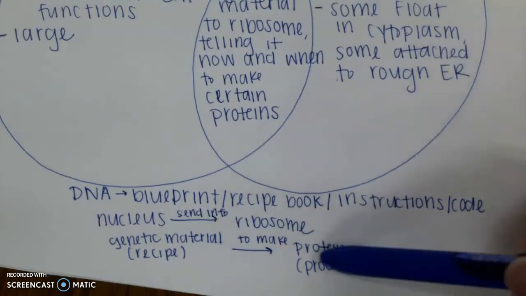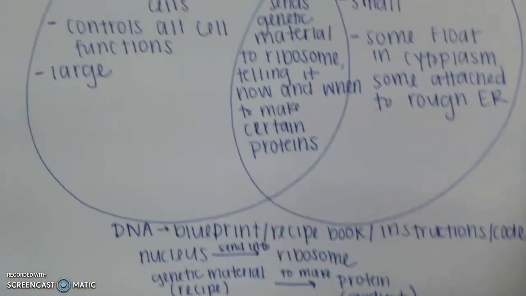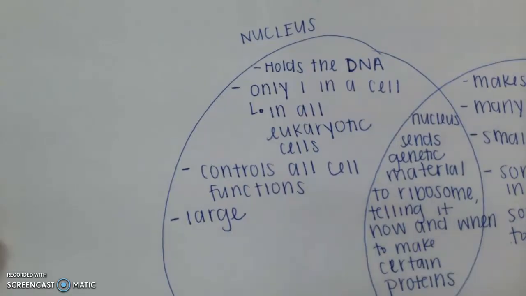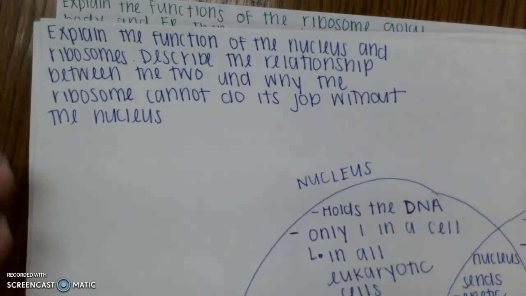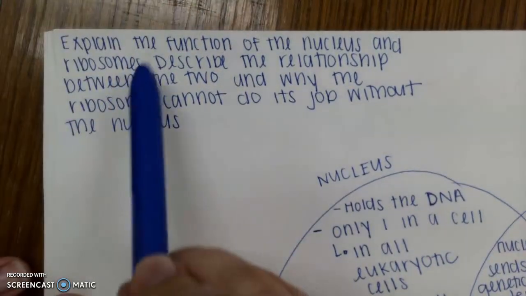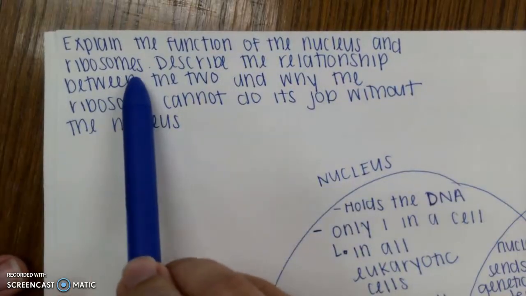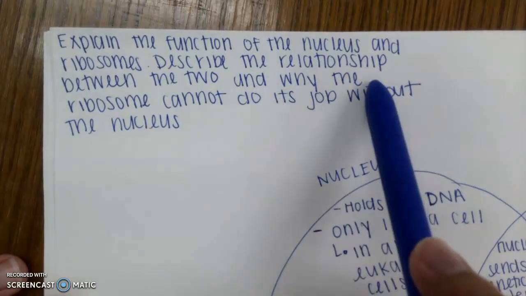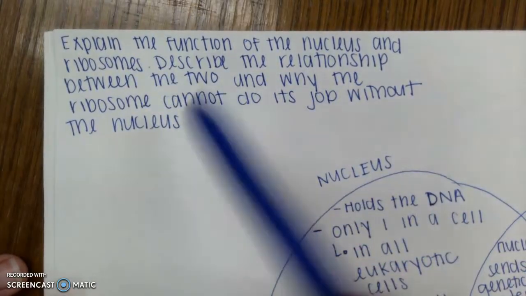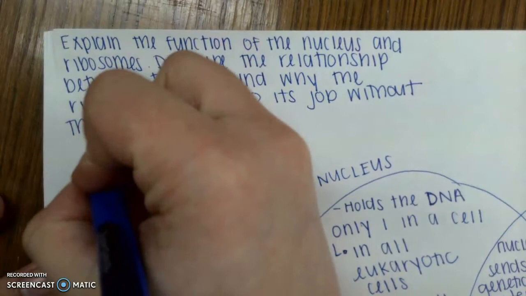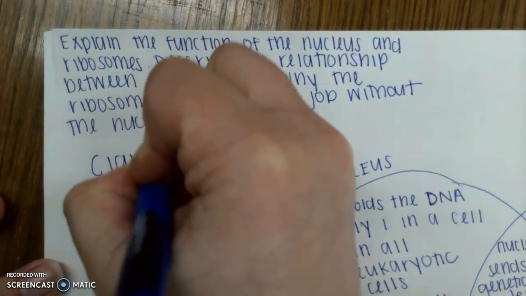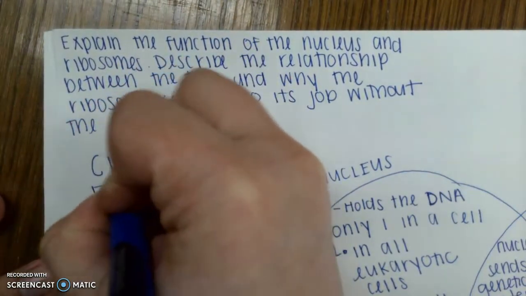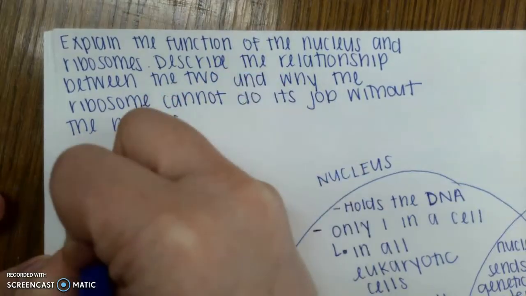Now, using this and the Venn diagram together, you should be able to come back up here to your question and answer it. Explain the function of the nucleus and ribosomes. We talked about that in the Venn diagram. Describe the relationship. You've done that too. You should be able to now write this out in a CER format: a claim, evidence, reasoning.